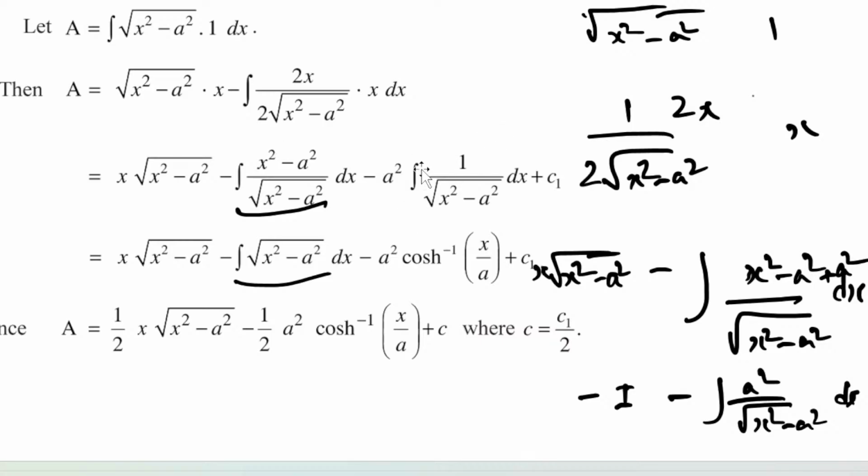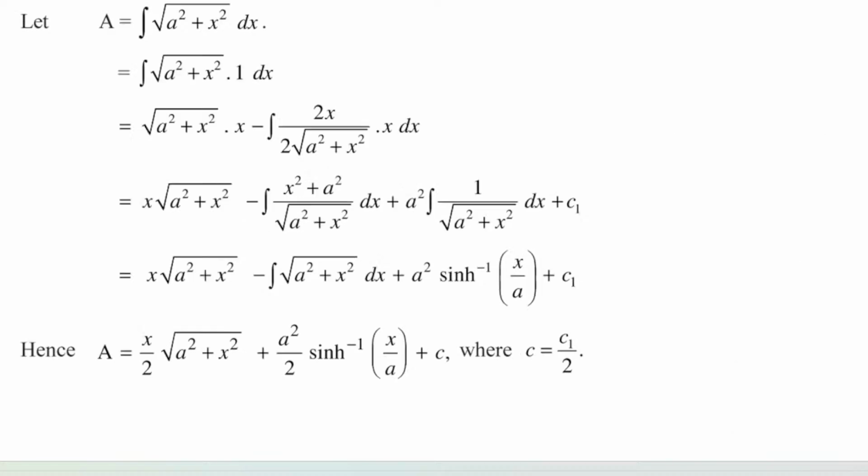Understood? Okay, so then I equals this minus I minus this thing. So 2I will become this minus this, and I becomes this minus this by 2. Understood? This is what we have got. Clear now? So now we have a square plus x square and a square minus x square.